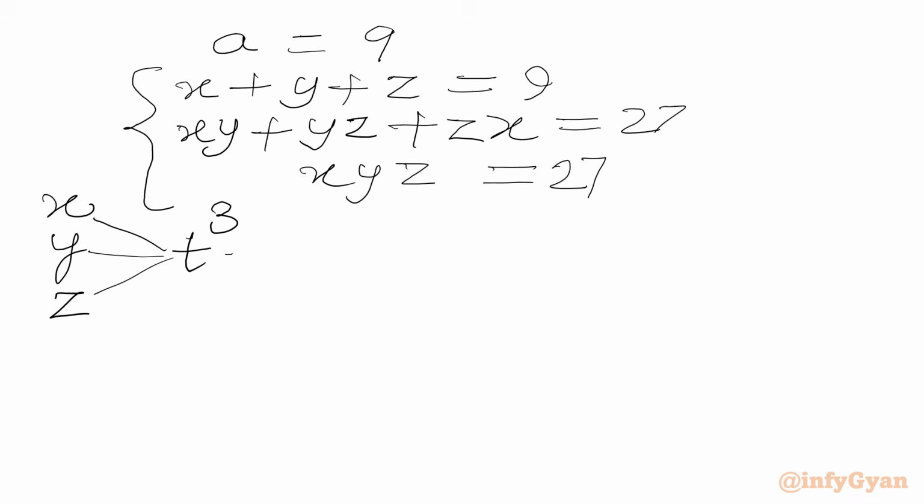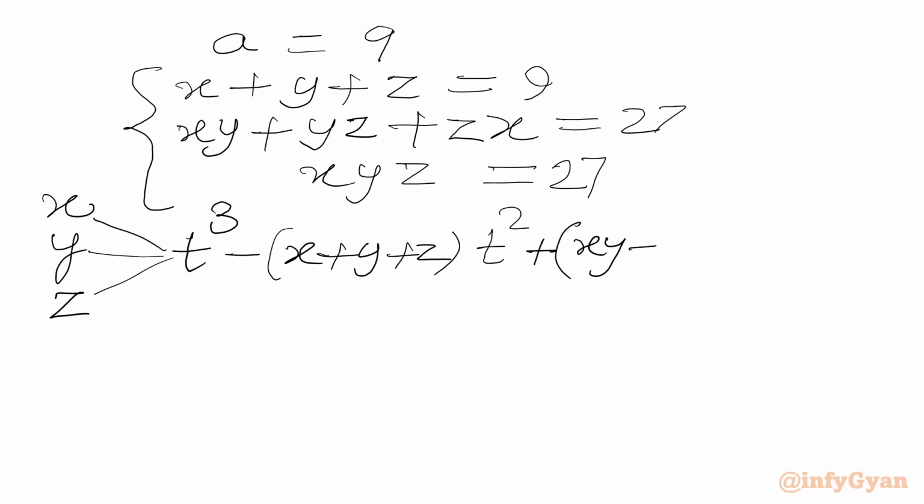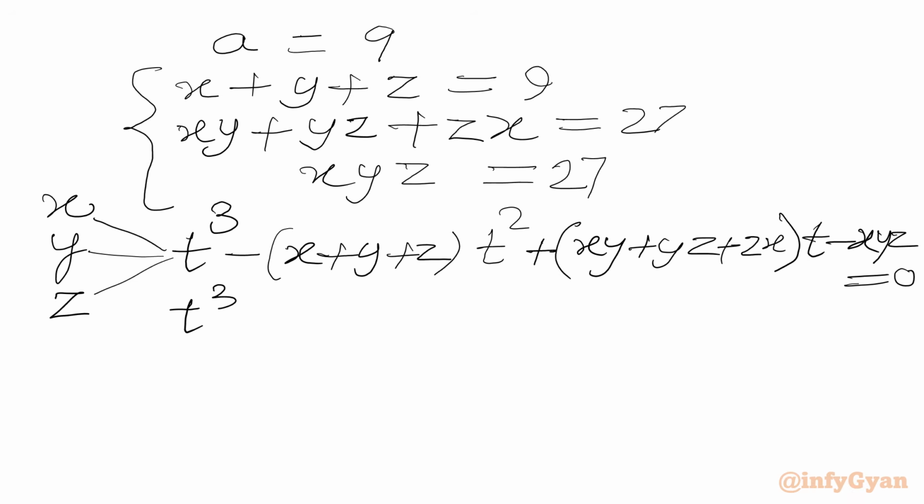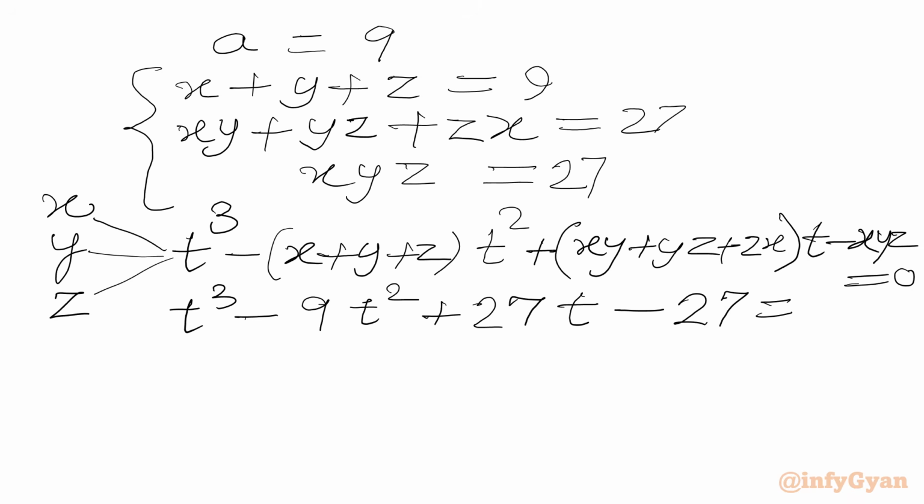We can write the cubic: t cube minus the sum of roots, x plus y plus z, times t square, plus the sum of roots taken 2 at a time, xy plus yz plus zx, times t, minus the product of roots, xyz, equal to 0. Now we have to apply all the three values. So we will write t cube minus 9t square plus 27t minus 27 equal to 0.